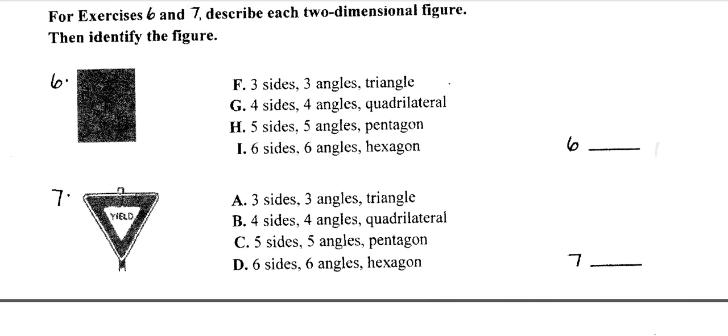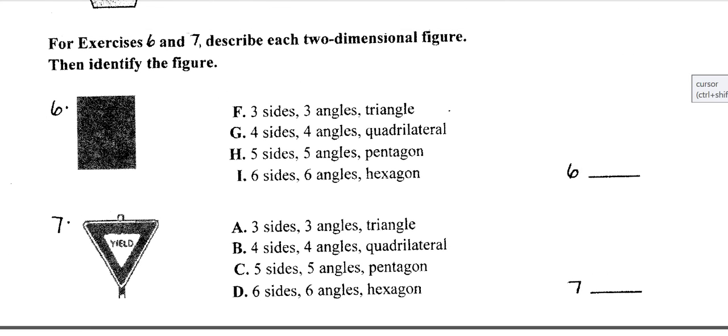All right, let's do number six. It says describe each two-dimensional figure, then identify the figure. It looks like we're starting with how many sides it has, right? So how many sides does number six have? Four. Well, obviously it can be I and it can be H and it can be F, right? So it has four sides and it has four angles. That's the corners right here that you see. So obviously it's a quadrilateral.